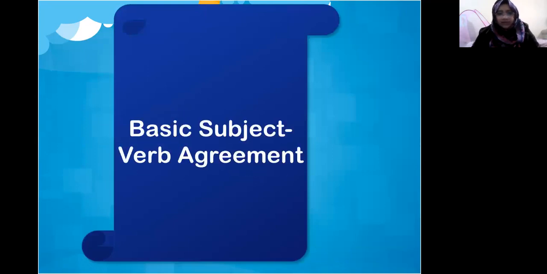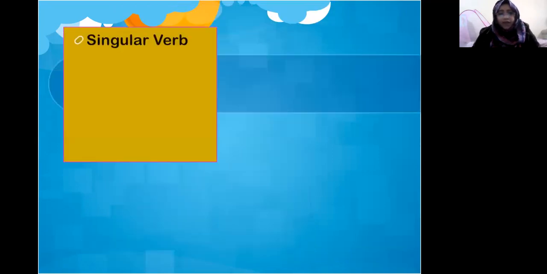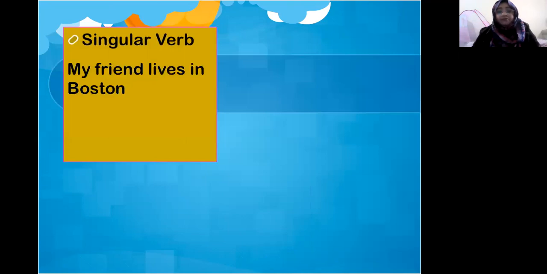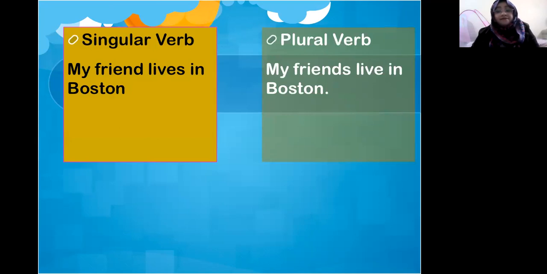Now we will see basic subject-verb agreement. Singular verb, like my friend lives in Boston. My friend means one friend. So here the verb will be singular with S: my friend lives in Boston. Now plural verb, if I say my friends, then it will be my friends live in Boston.